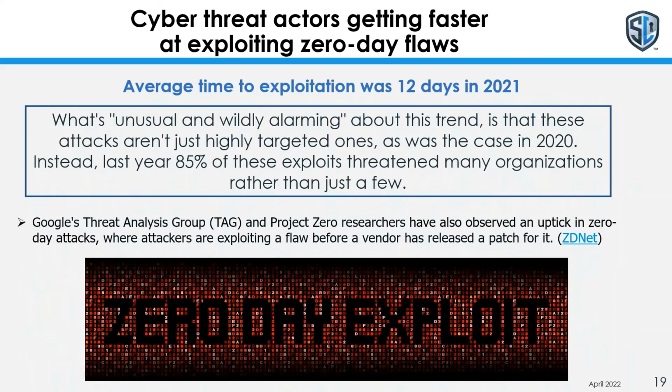So cyber threat actors are getting faster at exploiting zero-day flaws. A zero-day flaw just means sometimes companies are made aware of vulnerabilities before they're exploited. Zero-day flaws are ones where the company isn't made aware of it. It just happens. And the next thing you know, it's exploited. What's unusual and wildly alarming about this trend is that these attacks aren't just highly targeted ones, as was the case in 2020. 85% of these exploits threaten many organizations rather than just a few. They're coming. It's hard to keep up with the bad guys because they talk to each other all the time.